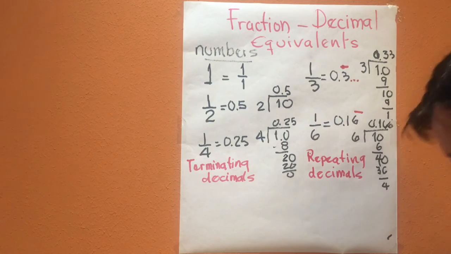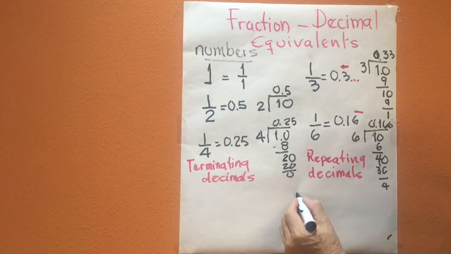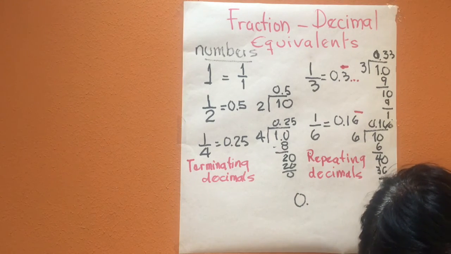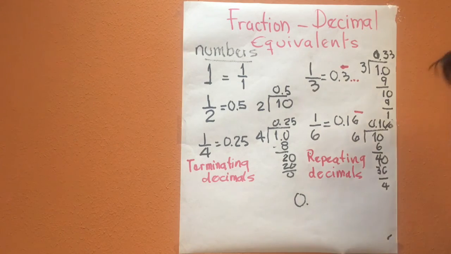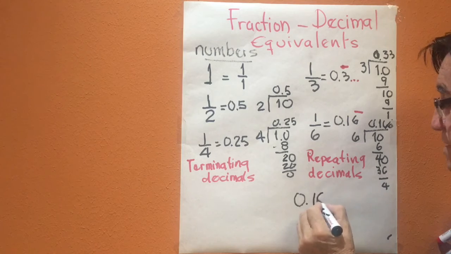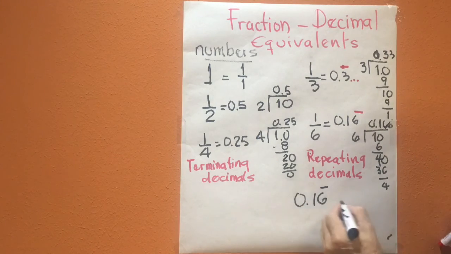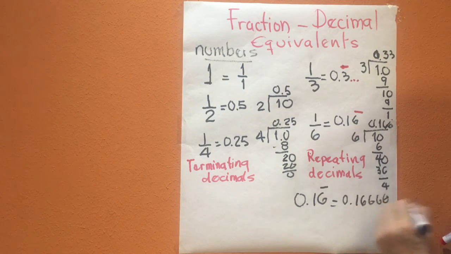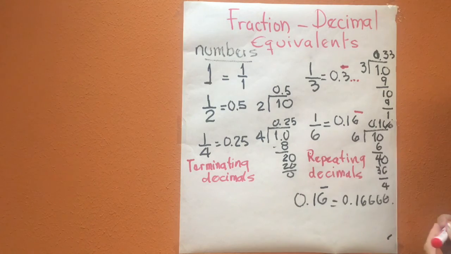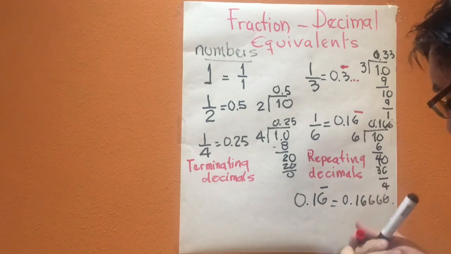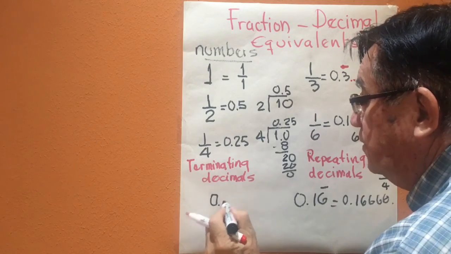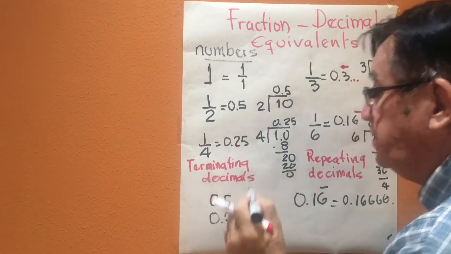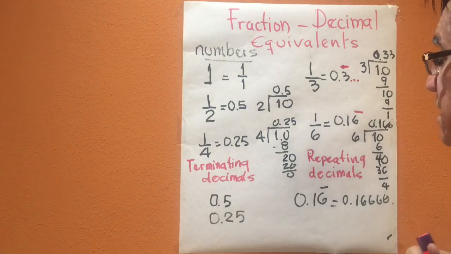Now, any decimal like this, for instance 0.16 with a line, means that this is going to continue endlessly, okay? This is a repeating decimal. However, a decimal like this, 0.5 or 0.25, is a terminating decimal. It just ends like that, okay?